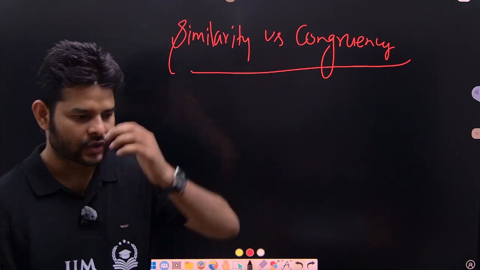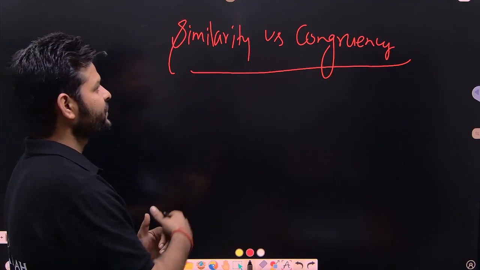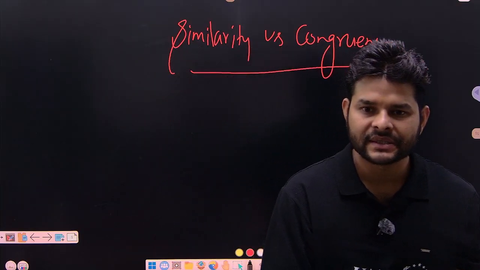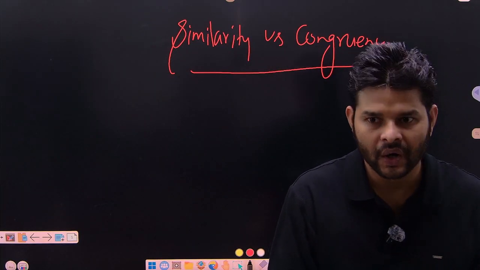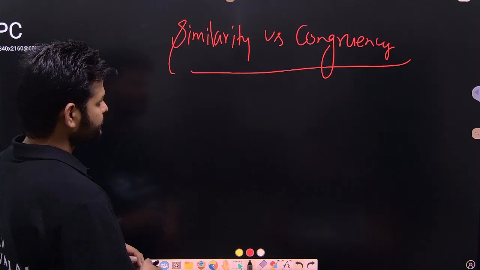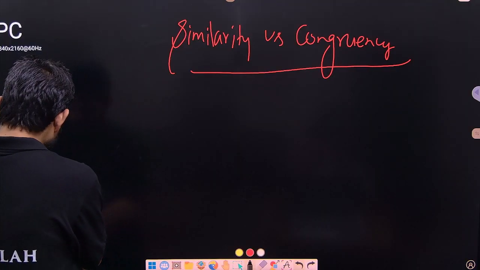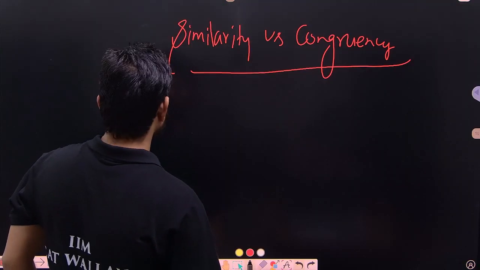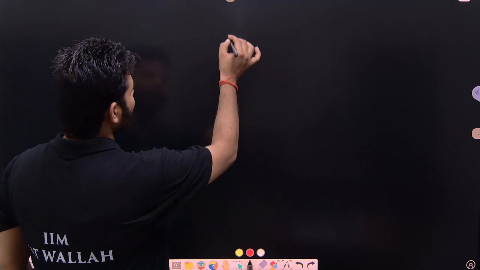Basically, today we are going to discuss what is the basic difference between similarity and congruency. So we have already discussed similarities. Now we will discuss congruency. If two triangles are similar, we have already discussed, they are going to follow some basic fundamentals.